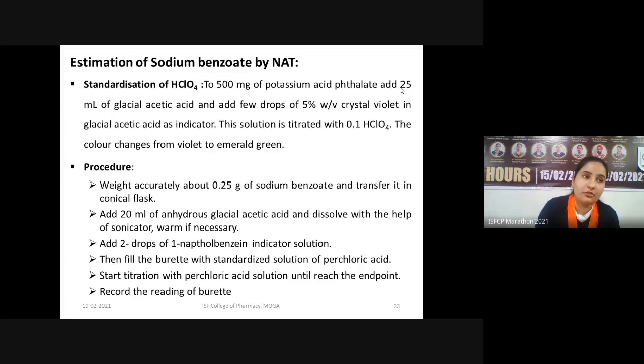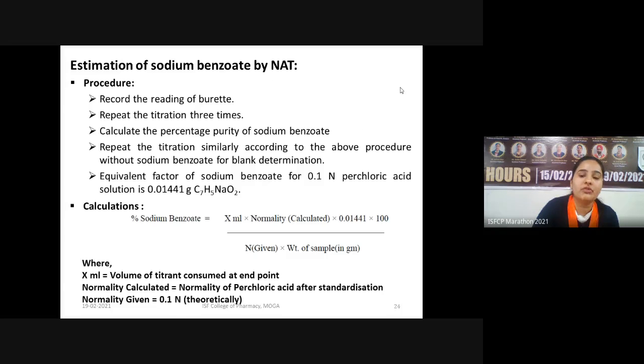In the first step, we will calculate the volume of the perchloric acid which has been required for the estimation of sodium benzoate, and then we will calculate the volume of perchloric acid used for the second titration. We will subtract the volume of perchloric acid for both the titrations, and that will come out to be the X ml here. We will substitute that value here. We will multiply it by the normality, and we will multiply it by the 0.01441 factor and multiply by 100.